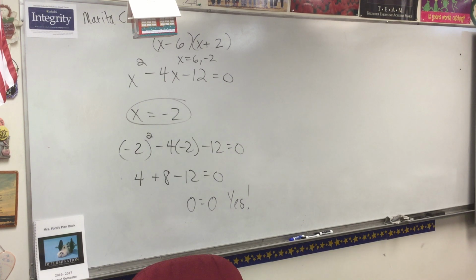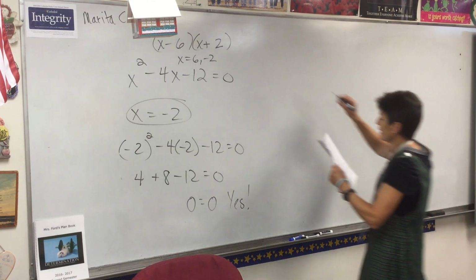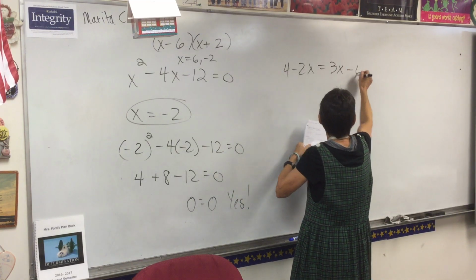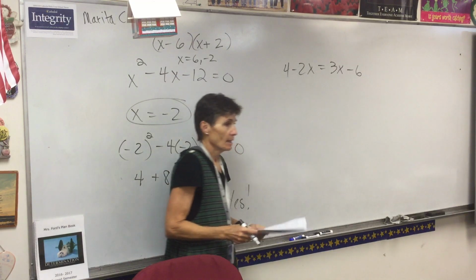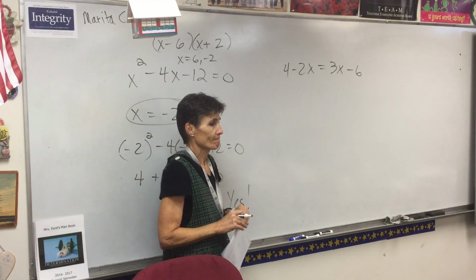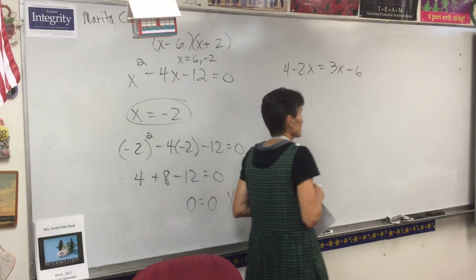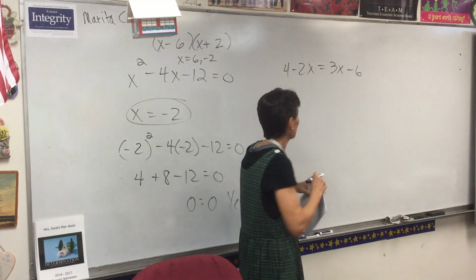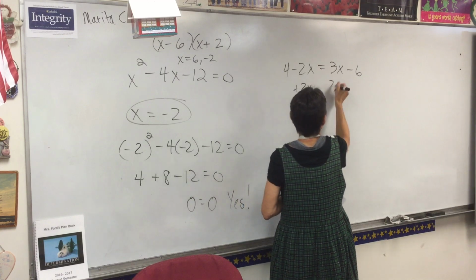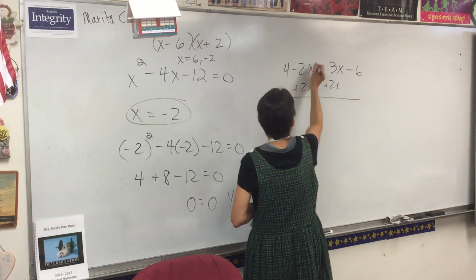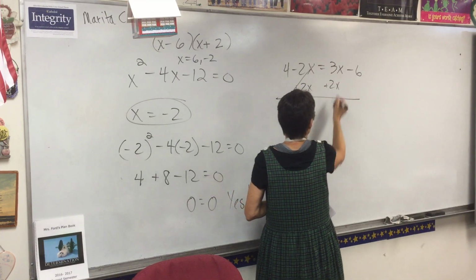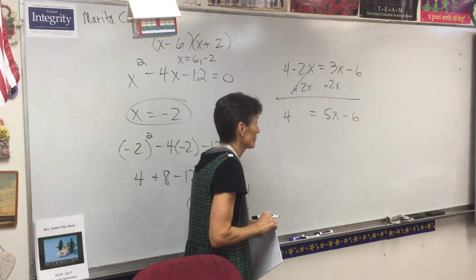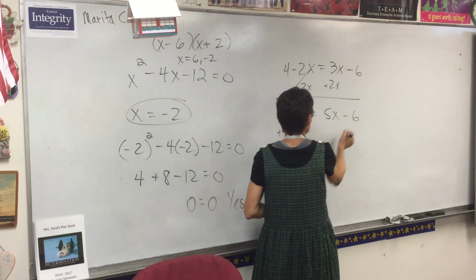B. Now B is a little more complicated because we've got x's on both sides. But I have confidence in you. How do you solve this? You move all the x's to one side. Now, it doesn't matter which side, right? So you do whatever flips your switch. I'm going to go ahead and add 2x to both sides. So 4 equals 5x minus 6. Now we'll add the 6 to both sides.